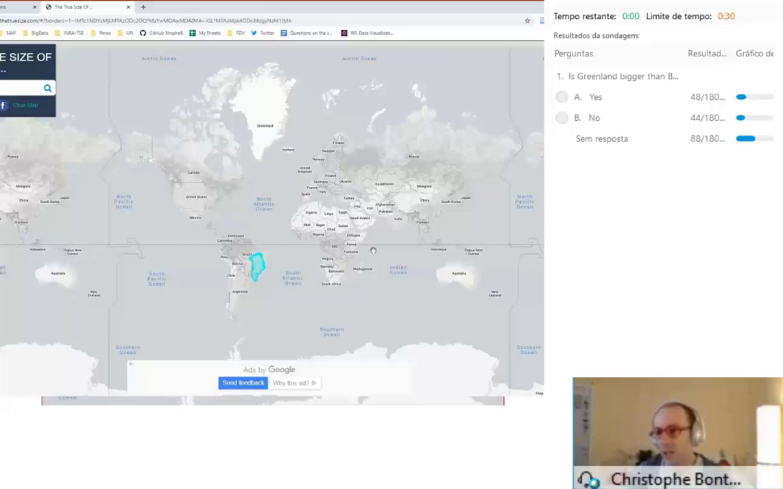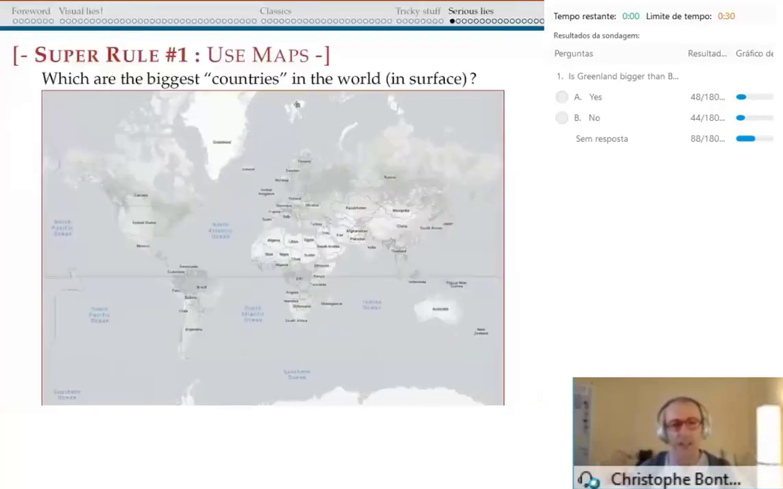It works well with Australia too, if you want. Because this part of the world is being really distorted by the projection we have and by maps, actually. So you could play with this. You have the answer here.